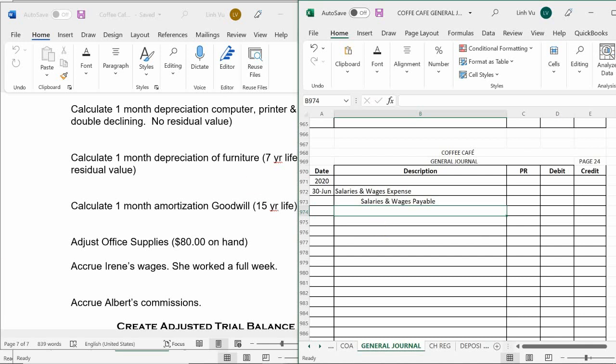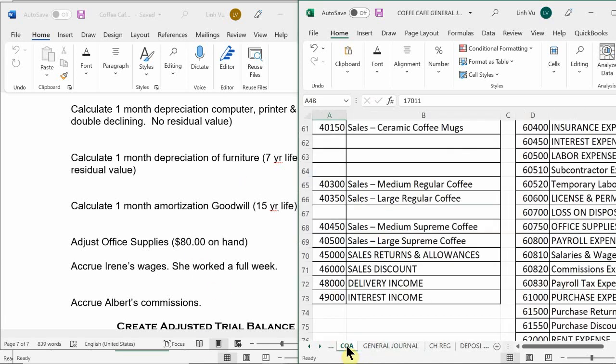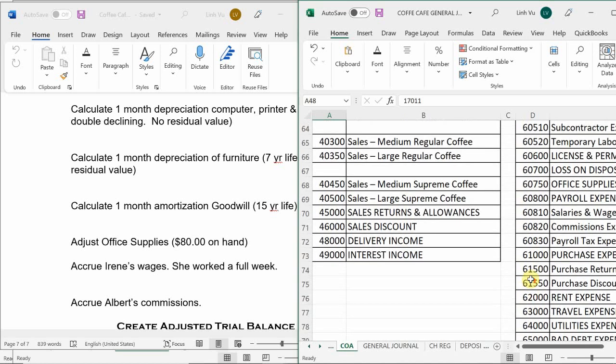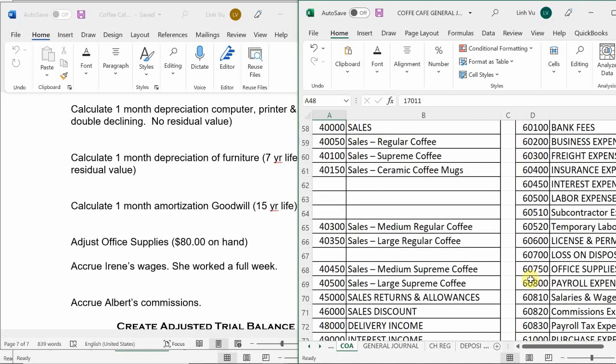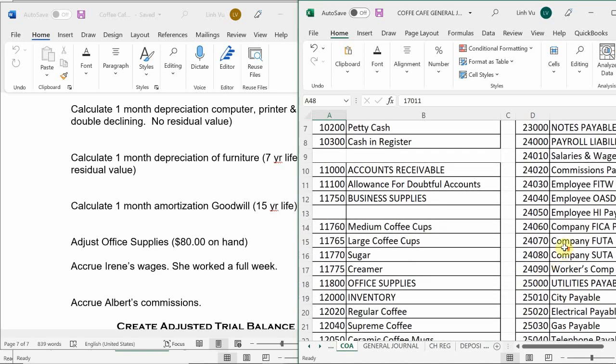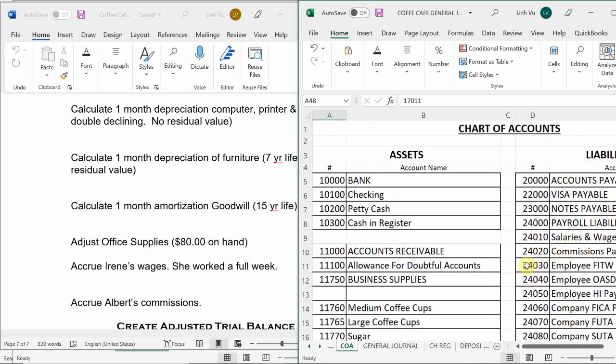So, let me check out those account numbers. Salaries and wages expense is 6810. And then we got a liability for the salaries and wages payable for 2410.